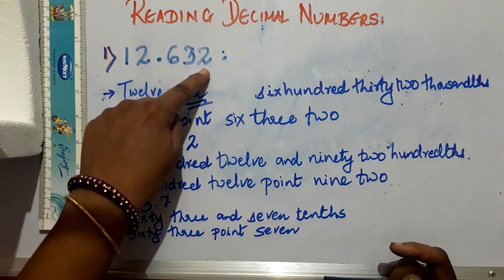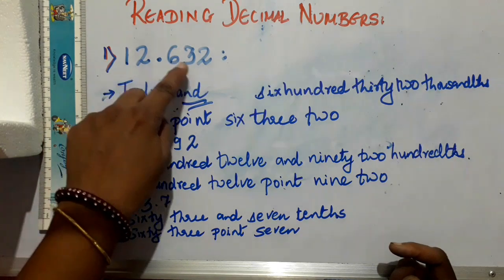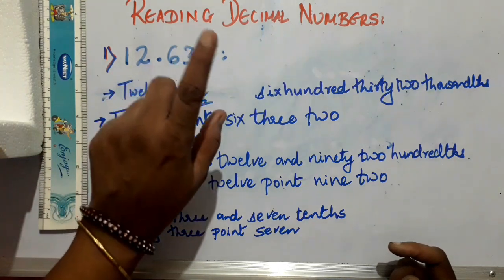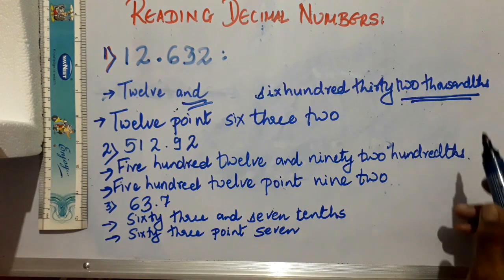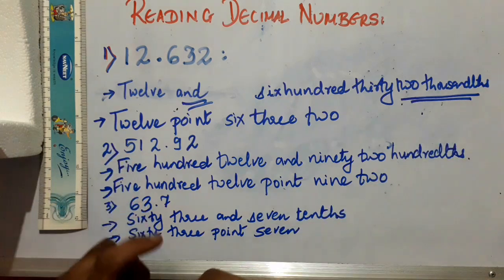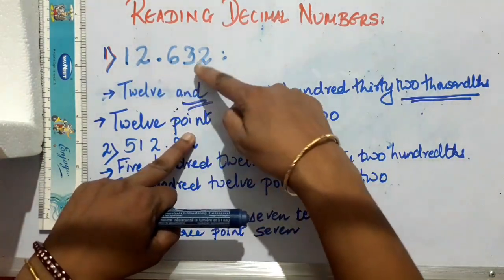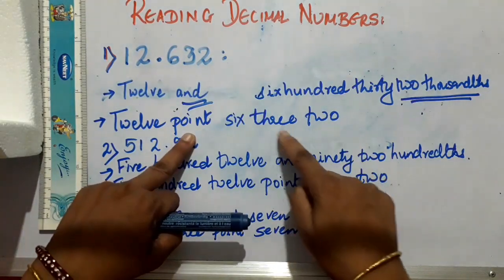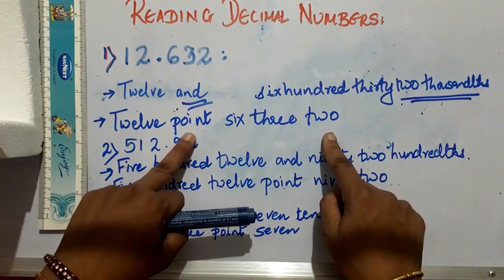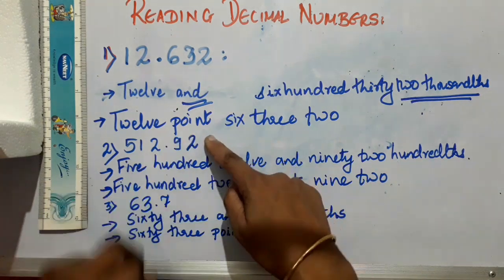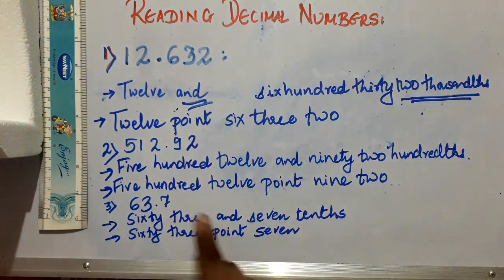So you can write it as 12 and 632 thousandths. Here you can see I have written. Okay. And the second way is you can write it as 12.632. Write it separately. You cannot write here 632. When you are using the point, you will write all three digits separately. See the second question here.